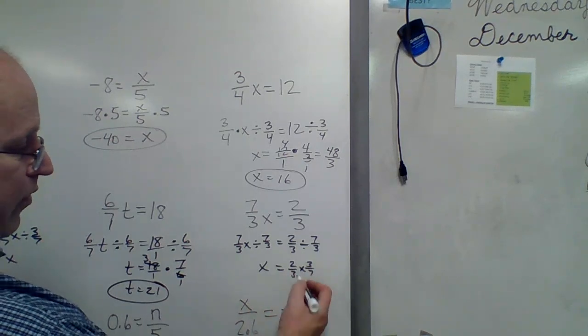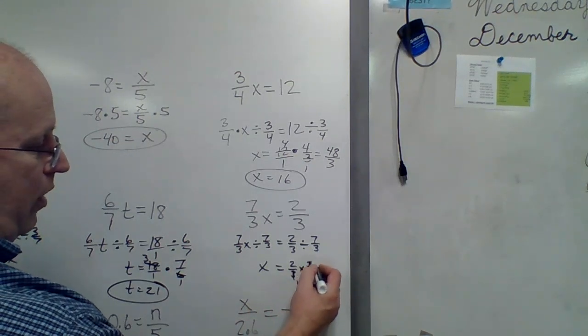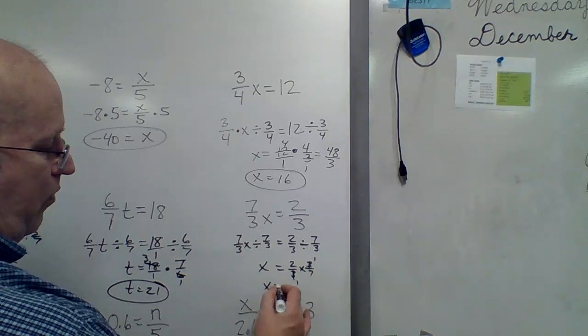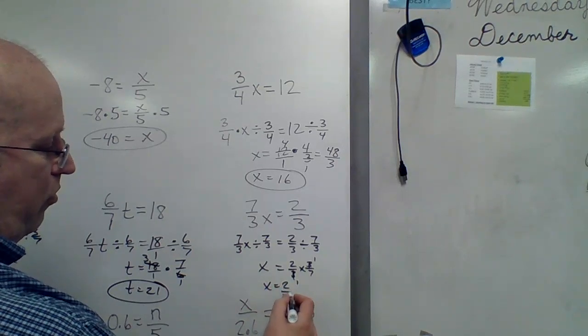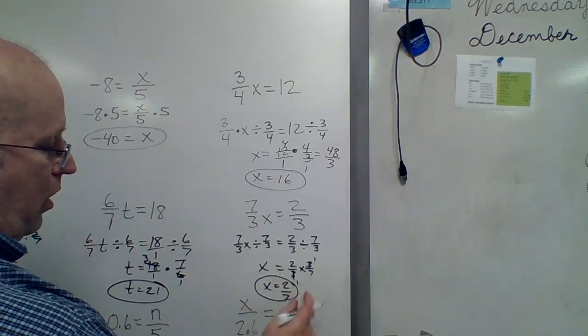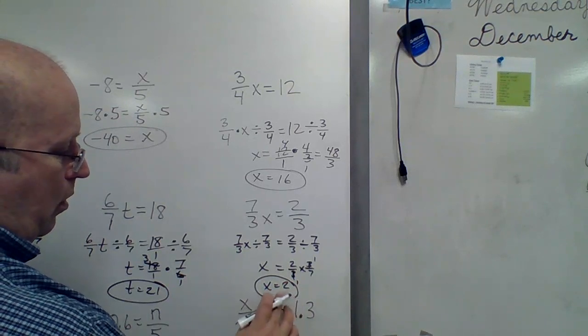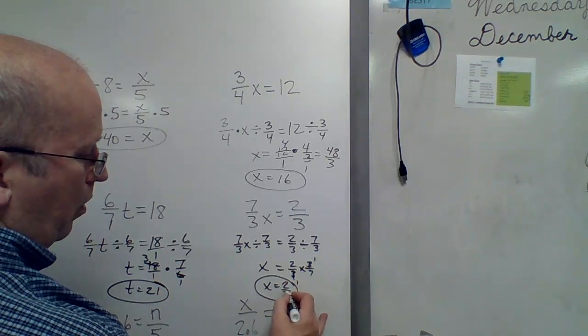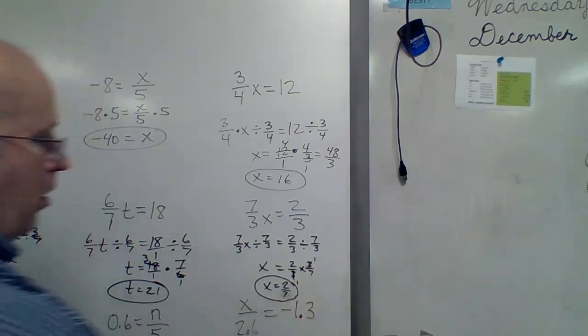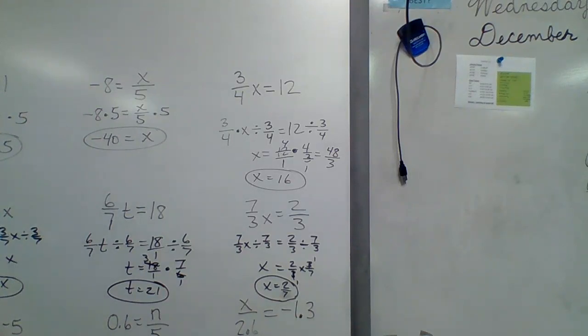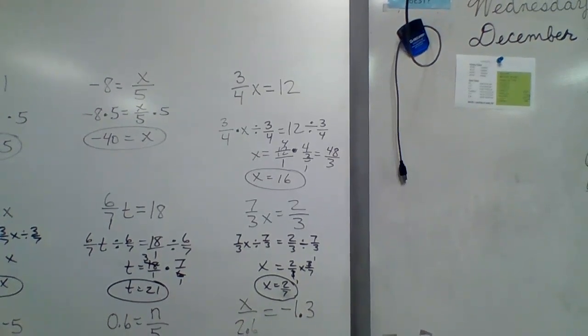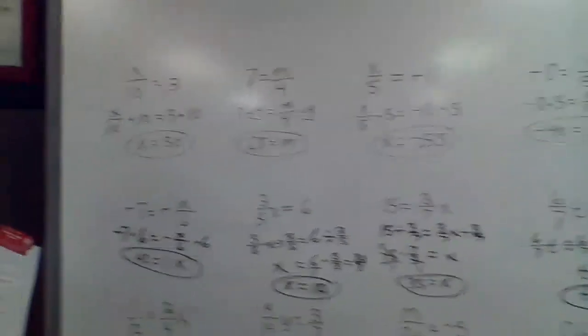Here we can do some simplifying. Divide by 3, and we get an x value of 2/7 when we're all done. Can't read that though, because the line got in the way. x equals 2/7.